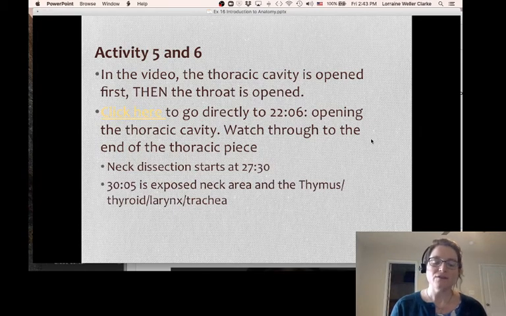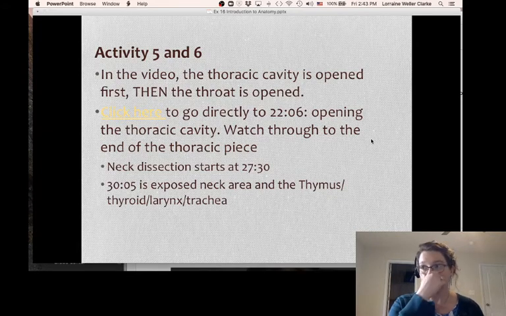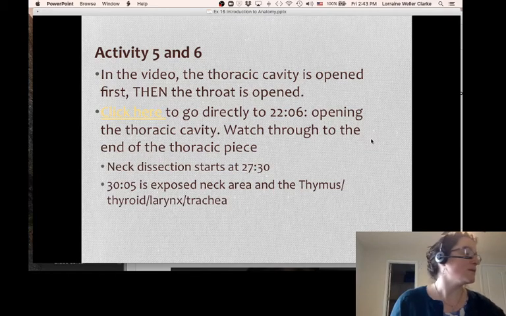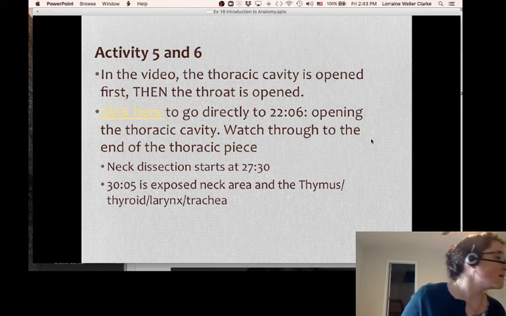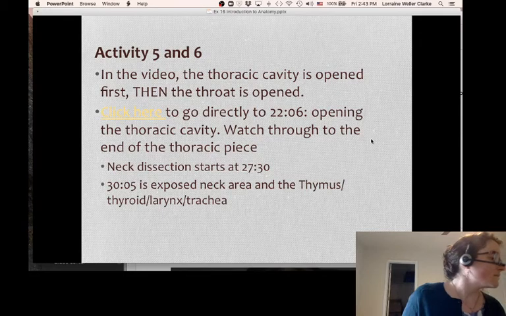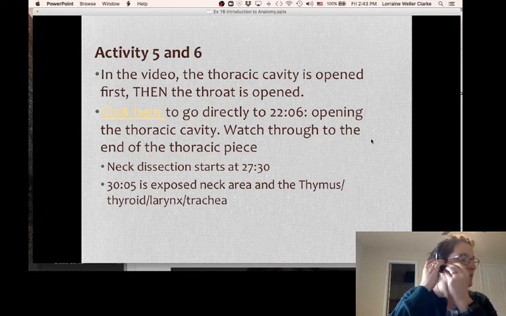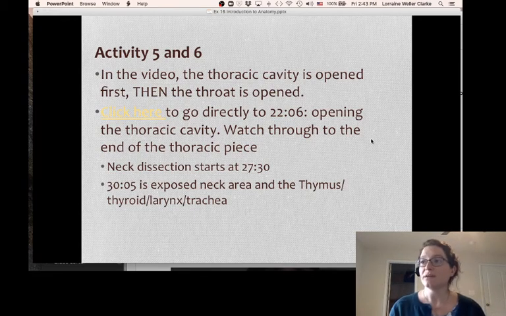So at 3005, you see the exposed neck area and the thymus, the thyroid, the larynx, and the trachea. Those are the pieces that you need to know, all right? So the key here is that as you walk through it, you're going to want to be able to identify what the larynx looks like. You're going to want to identify the windpipe, and that's also known as the trachea. And understand, why do we have these rings around our trachea? What does that protect? Okay.